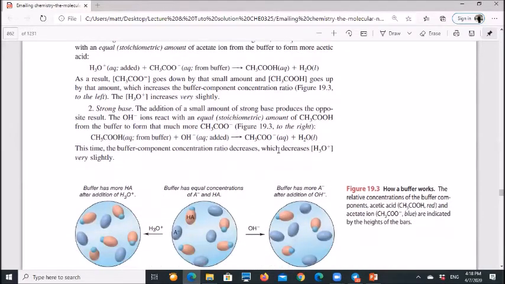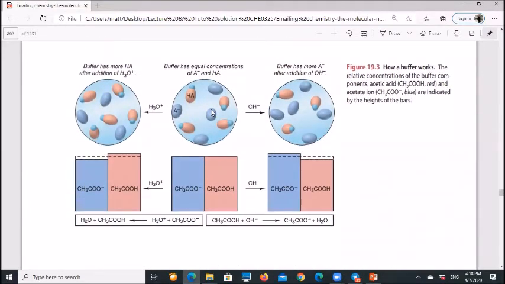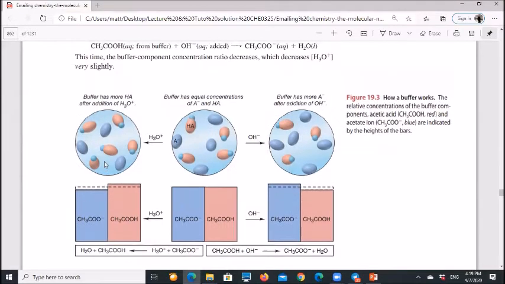In figure 19.3 to the left, when we add a small amount of strong acid, the conjugate base reacts with the added acid, so of course the conjugate base concentration goes down, and the concentration of acetic acid, the component acid, goes up. As it reacts with the hydronium ion, it produces a small amount of CH3COOH, plus the CH3COOH originally present in the buffer, so it increases. So the overall ratio goes up.